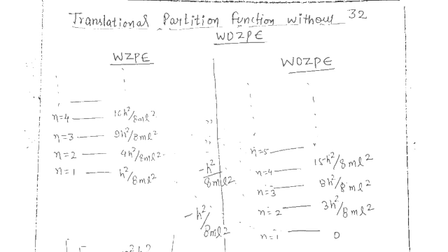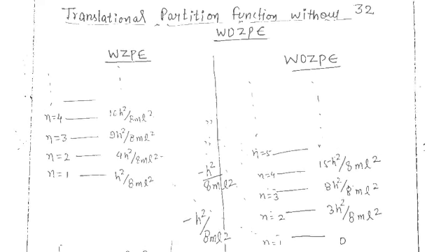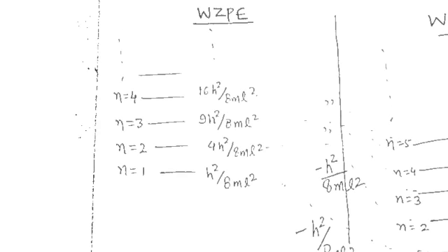So today we are going to do the translational partition function without zero point energy. We have done the translational partition function with zero point energy, and today we are going to find out the translational partition function of the system without zero point energy. So first of all we need to focus over here. Please at least have a look over here. You will get to know that this is the system without zero point energy.